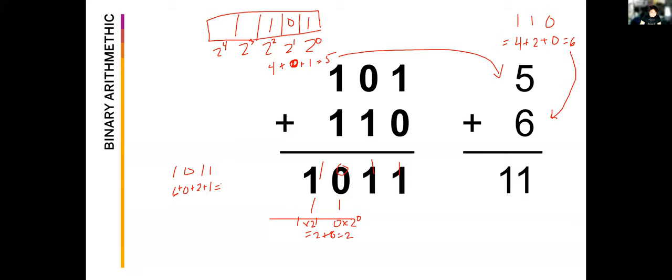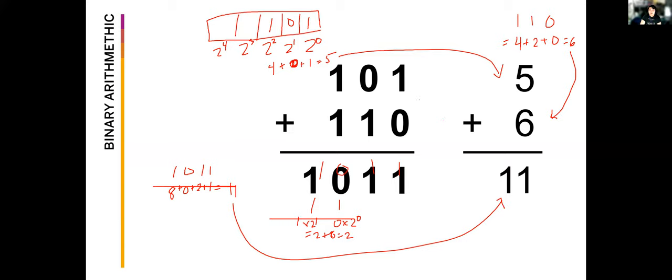Ah, may math ko. Ah, hindi pala 6. Sorry, my bad. This should be 8. Okay, it's 2 raised to 3. So, 8 plus 2 plus 1 is equal to 11. Hence, we have 11. So, that means our computation here is correct. Again, thanks, Jairus. 8 plus 2 plus 1. Correct. Tama. Okay?